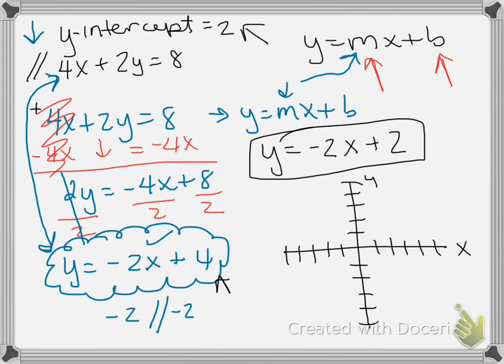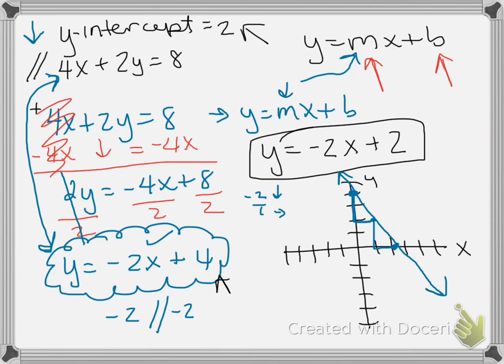The y-intercept is 4, so I'm going to put a dot at 4, and my slope is negative 2. If it's negative 2, that means I go down 2 and to the right 1. So I'm going to go down 2 to the right 1, and I'll put a dot. So my line should look something like this for the blue one.